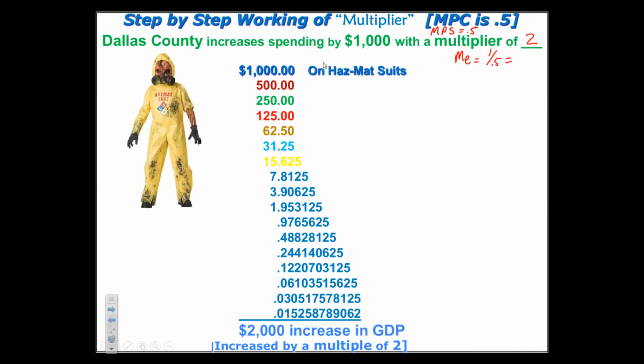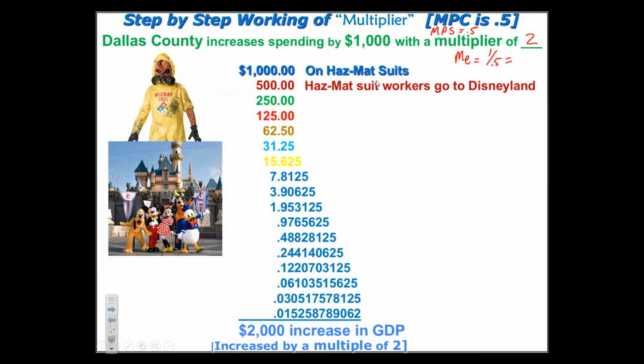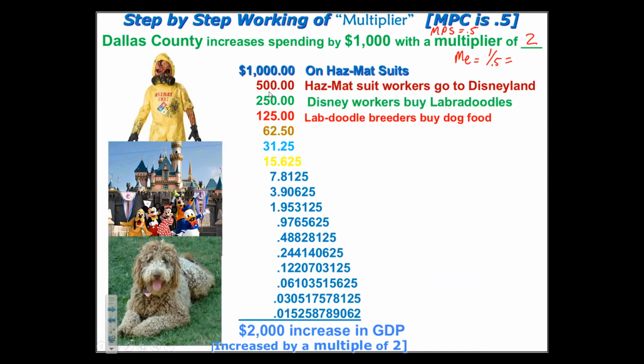So here's what happens. Dallas County buys some hazmat suits. Apparently there was an outbreak of some disease recently, and so they spend $1,000 on hazmat suits. The hazmat suit workers end up going to Disneyland because they want to get out of town. They spend $500 on that. Okay? Disneyland employees take half of that income and they save it. The other half they spend. So what do they buy? They buy new Labradoodles.